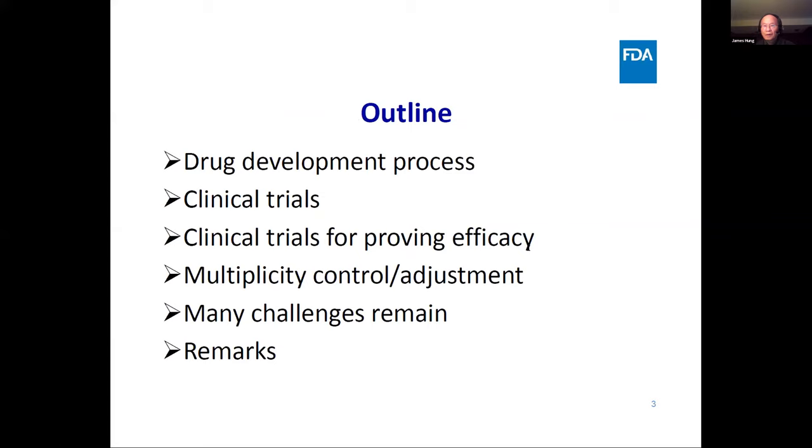First, I will start with a brief introduction of the drug development process and the clinical trials under regulatory application setting, and then focus on clinical trials for proving efficacy and explain a rationale or principle of multiplicity control for the clinical trials proving efficacy, and share my views on remaining challenges, and close the talk with a few remarks.